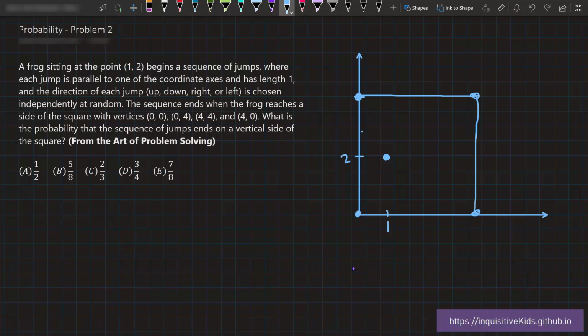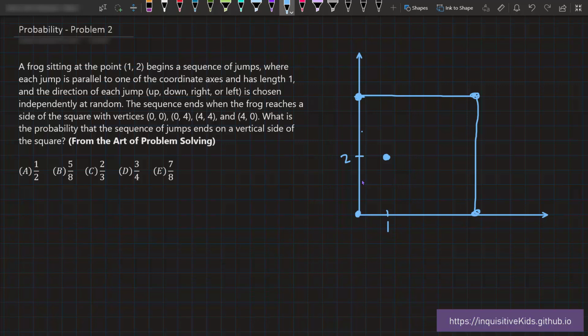The sequence ends when the frog reaches the side of the square, and this square has the vertices (0, 0), (0, 4), (4, 4), and (4, 0). So what is the probability that the sequence of jumps ends on a vertical side of the square?